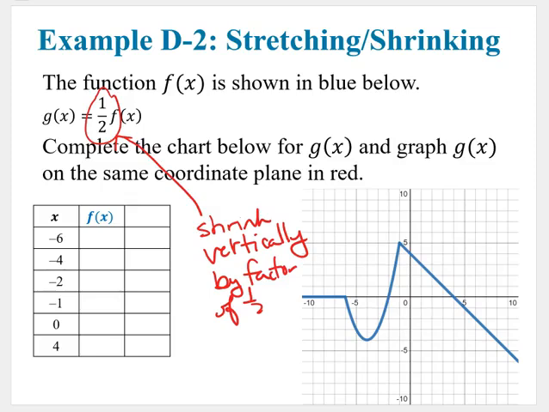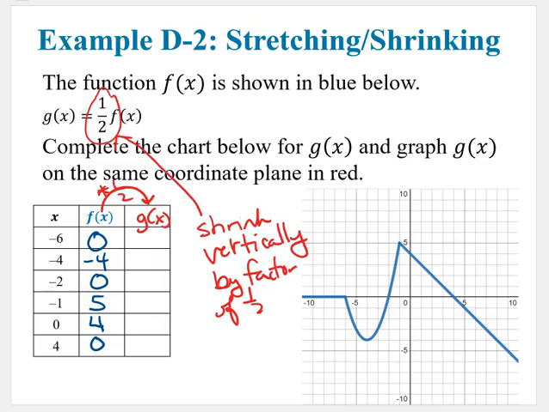Okay, so again, you're going to do the same thing like we did before. You're going to take those values for f of x, the same ones we've been using this whole time, right? 4 was negative 4, negative 2 was 0, negative 1 was 5, 0 was 4, and 4 was 0. Same ones we had before. This time we're going to multiply each of those y values by 1/2.